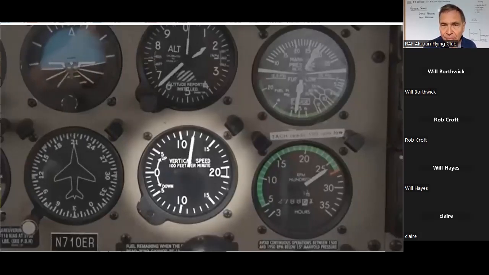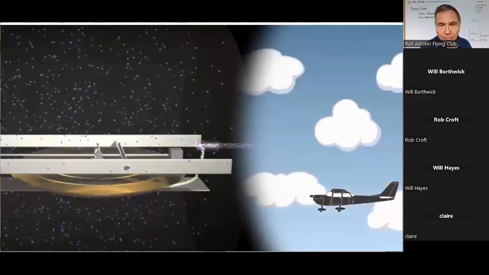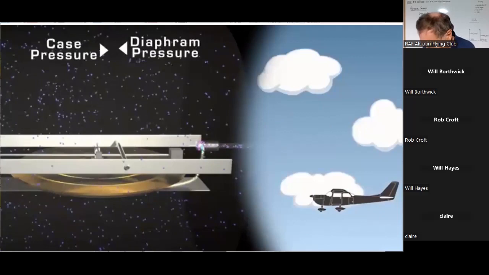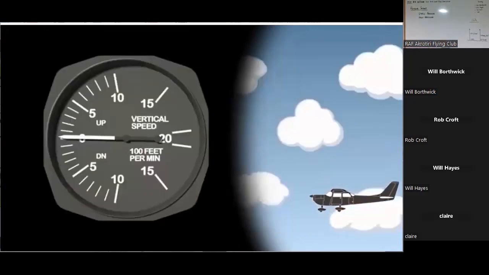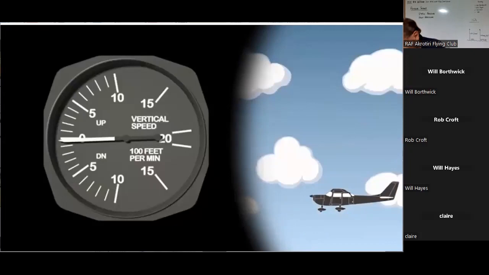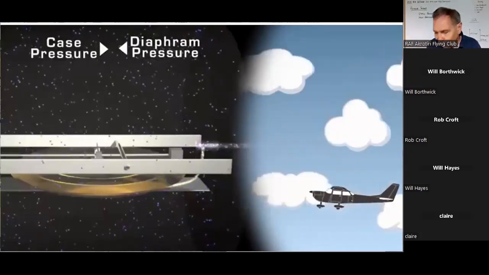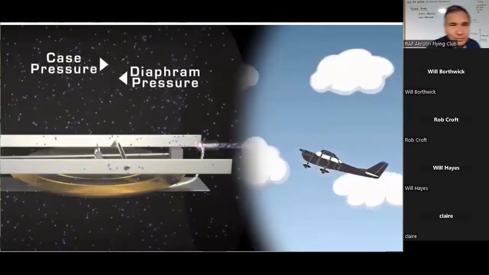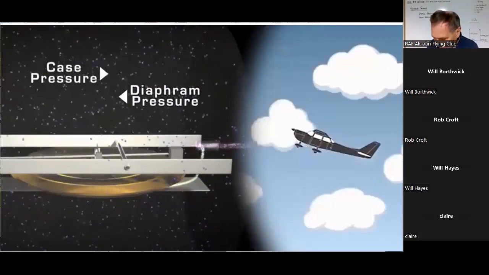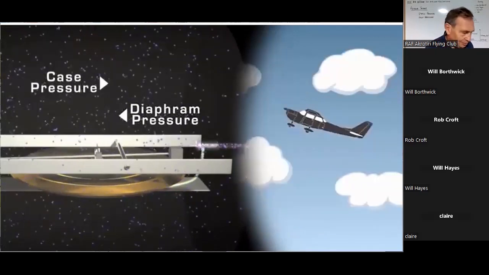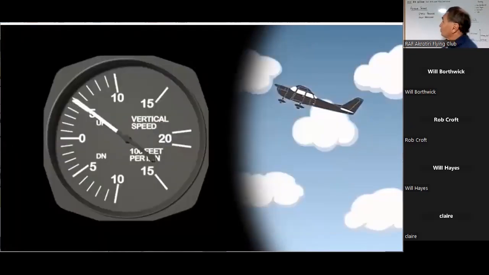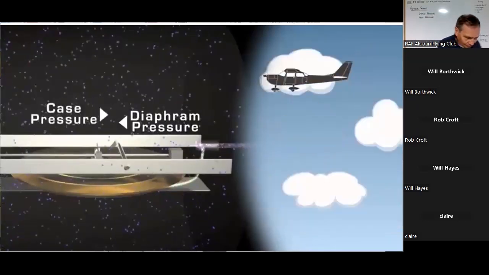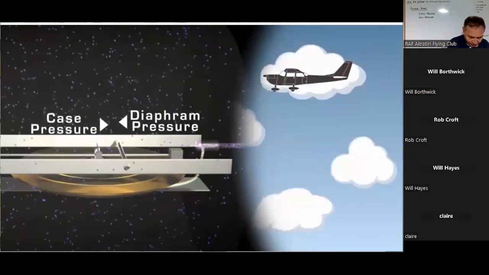Here's an example of how it works. Say you have a Cessna flying at 3,000 feet. The air pressure in the diaphragm and in the case are the same, so the VSI is reading 0 feet per minute. If the Cessna starts to climb, the air pressure in the diaphragm is decreasing, but the case pressure is decreasing more slowly. This results in the case having a higher air pressure than in the diaphragm. This higher air pressure will squeeze the diaphragm and make the VSI read a climb. Once the aircraft levels off again, the case pressure will finally equalize with the diaphragm, and then the VSI will show 0 again.